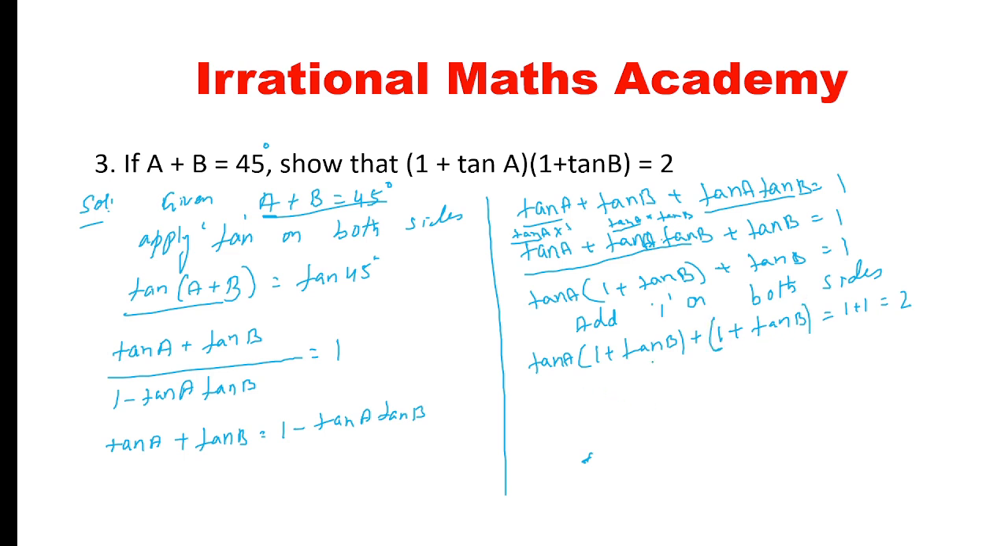Now look at here. This part and this part, if you observe, what is common in both? 1 plus tan B is common, right? So if I take 1 plus tan B common, into what is left here? Tan A would be left here. Here, what is the sign? Plus, what would be left here? 1 would be left here. Equal to what? 2. That is what they asked us to prove. Hence proved.